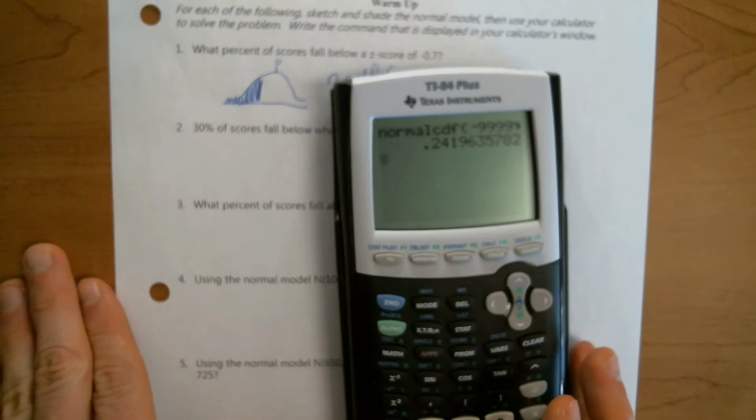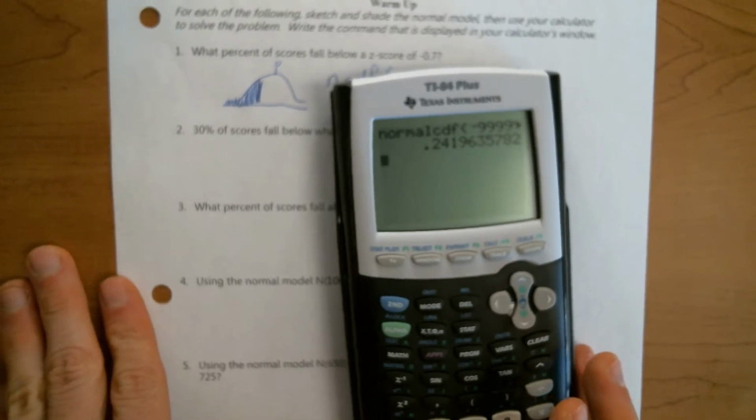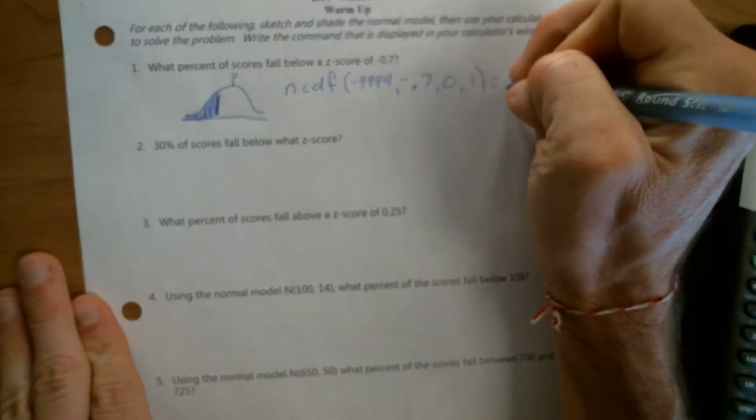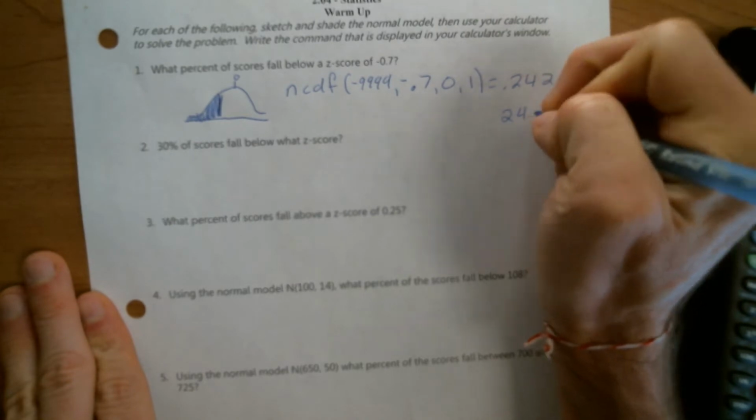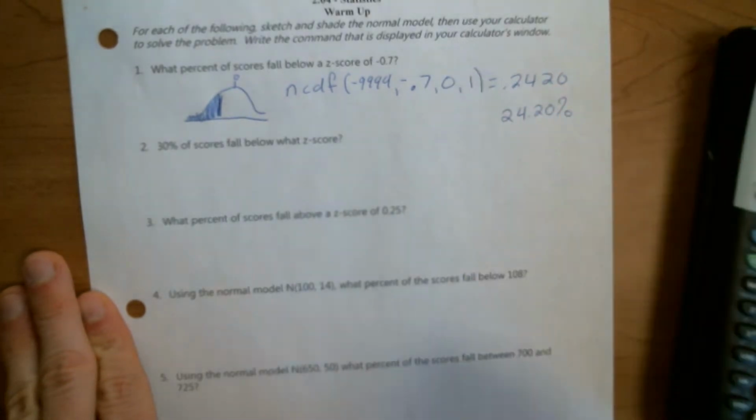That gives us 0.2420 when we round it, which is 24.20%.